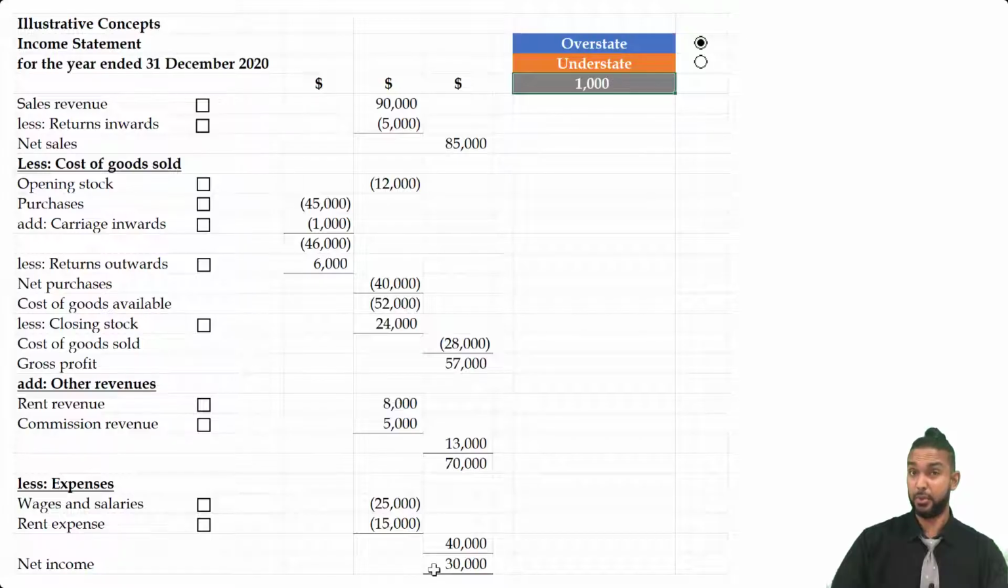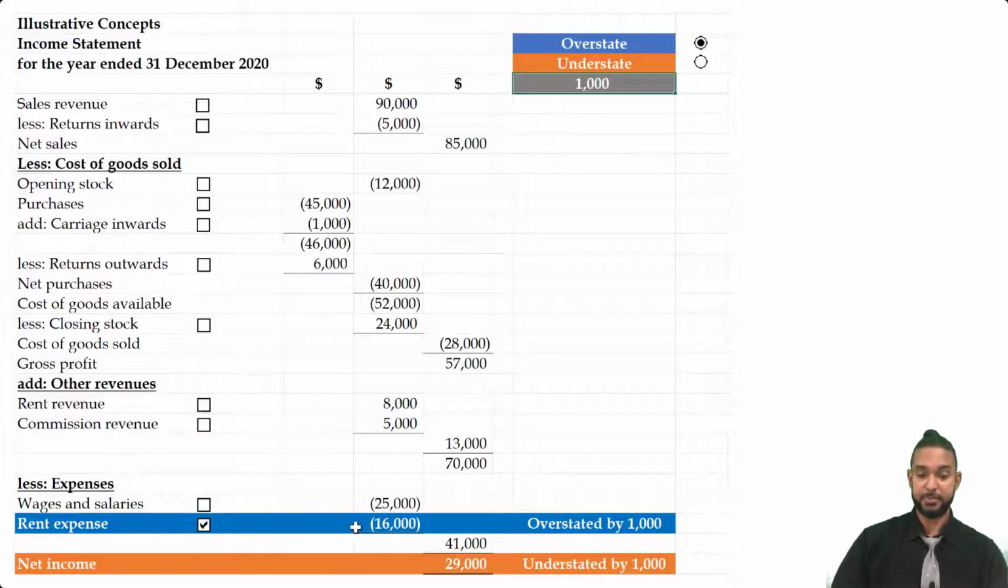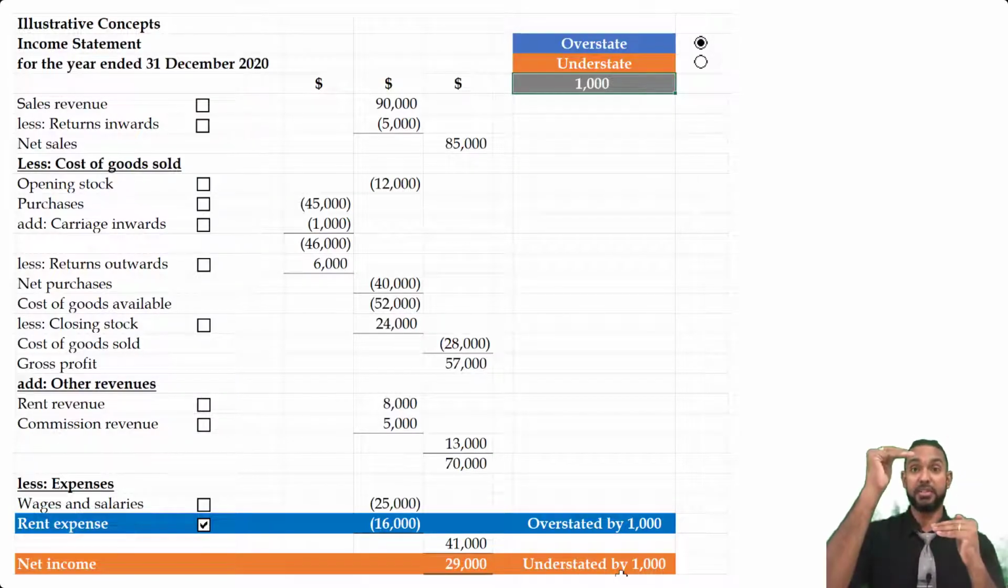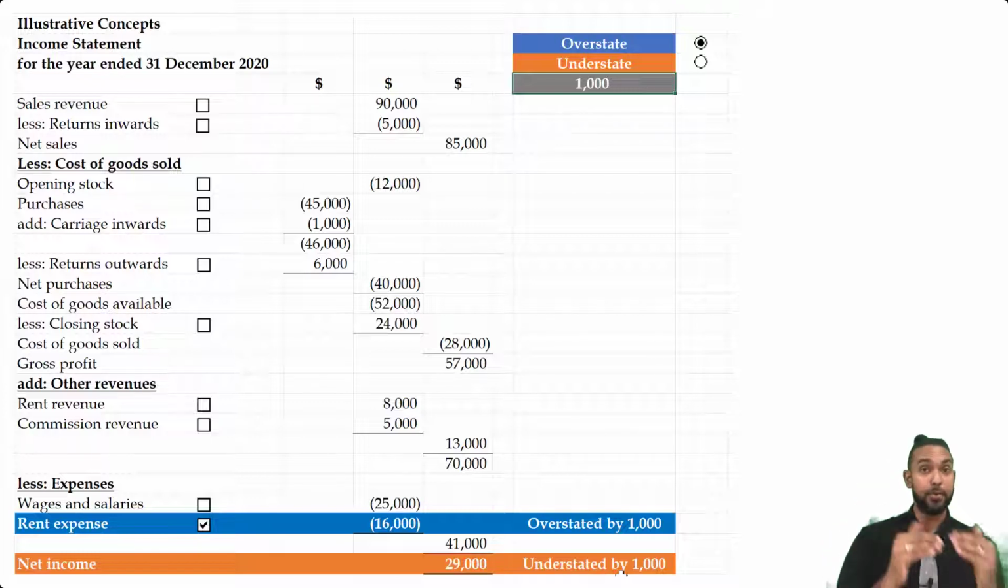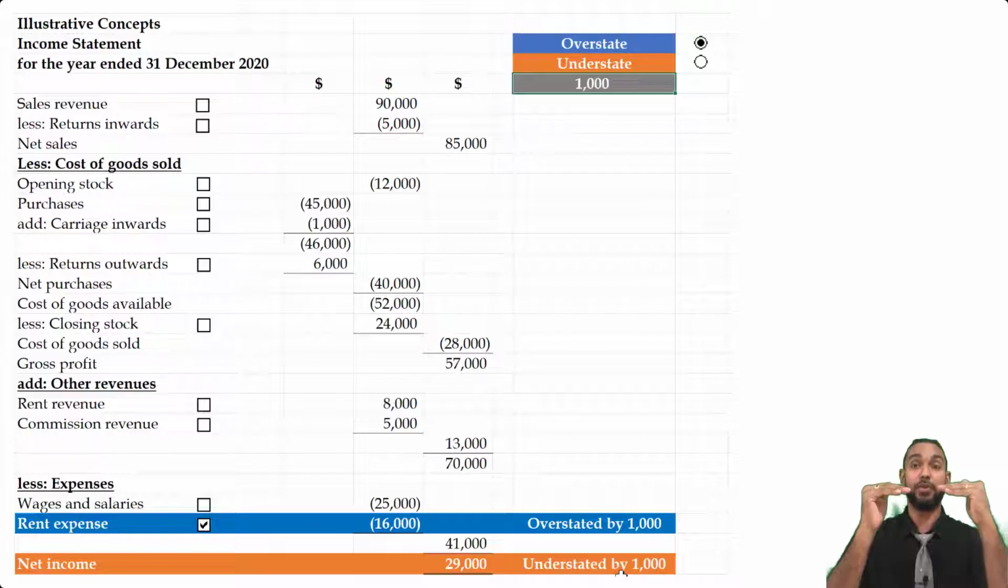So net income is going to go down to $29,000. Let's take a look at it. Right? So here, you see rent expense is now $16,000. It went up from $15,000 to $16,000. It's overstated by $1,000. But look at what happened to net income. It's now understated by $1,000. It went in the opposite direction. So expenses and profit move in the opposite direction, which is the reverse of what happened to revenue and profit. They go in the same direction. So overstated expenses cause understated net incomes.